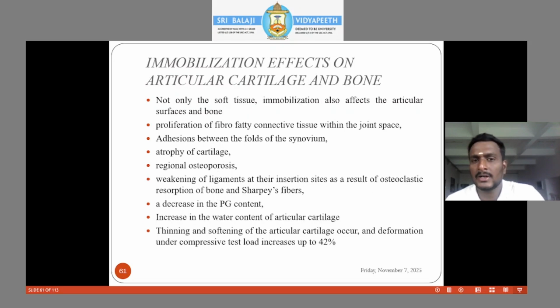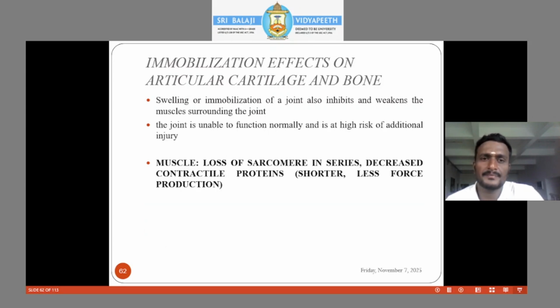Immobilization effects on articular cartilage and bone. Not only soft tissue, even the articular cartilage is subjected to changes, mainly adhesion formation. There are atrophy changes in the articular cartilage. Proteoglycan content is reduced, and there is an increase in water content. The articular cartilage becomes very soft. The joint is unable to function normally, with a high risk of lesion injury. There is loss of sarcomeres in series and decreased contractile proteins.